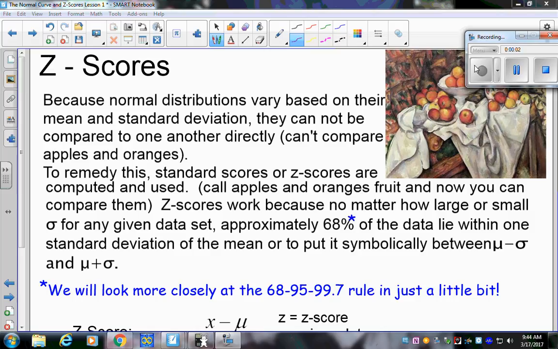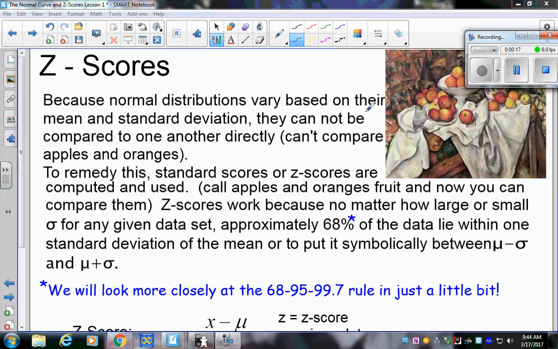This is a little mini lesson in Unit 12 in regards to z-scores. This is something you learned in Algebra 1, but I'm noticing that a lot of people have forgotten, so we are going to go ahead and just do a quick little recap over it. Okay, so z-scores.